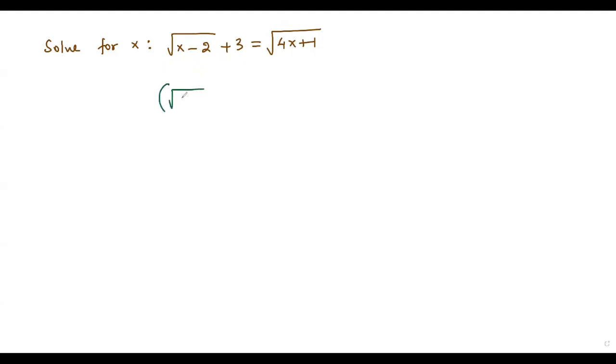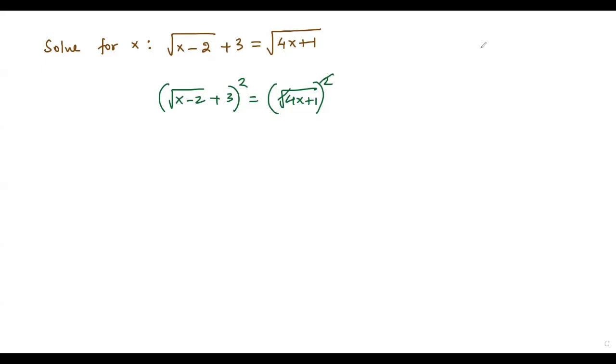So let me square both sides of the given equation. On the right side, we have the square root of 4x + 1, the whole square. Here the square root and square will cancel because we have only one square root on that side. But on the left side, we have two terms. We have to consider this square root as one term and 3 as another term. Two terms are in addition and we have a whole square.